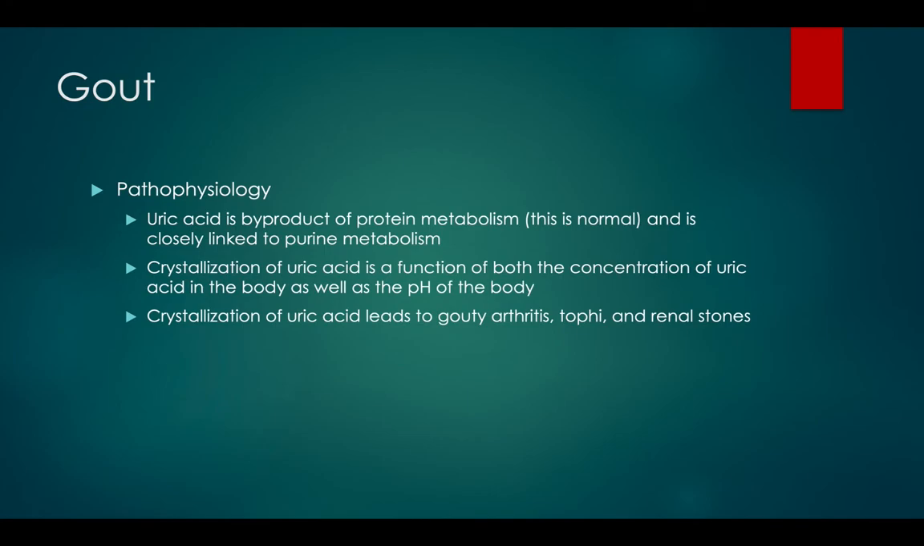So uric acid is a byproduct of protein metabolism, particularly purine metabolism, which is an amino acid. So when certain proteins are metabolized, you get a production of uric acid. And if you get an excessive production of uric acid because of abnormal protein metabolism, that excessive uric acid precipitates and crystallizes and then starts depositing itself throughout the body.